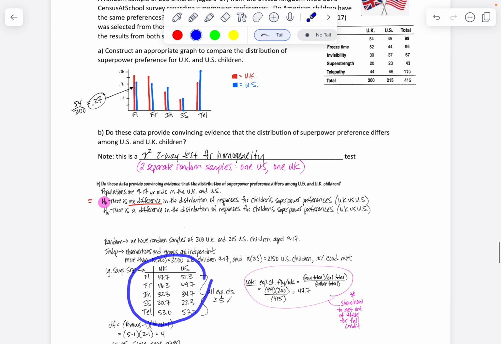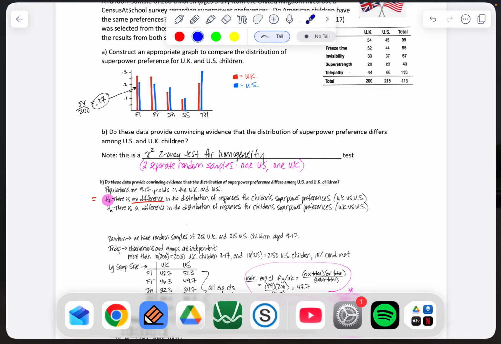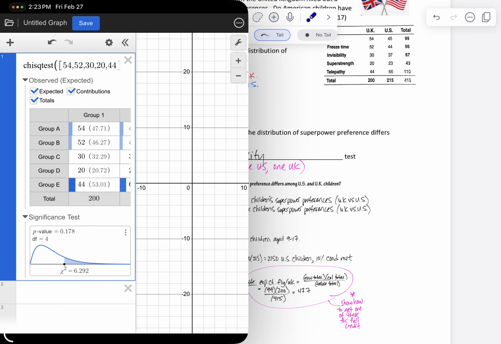And remember, I have observed 54 students right here in the UK fly category. But how many did I expect to be there? Let's talk about it. How do I get this number? And in fact, how do I get all of these expected counts? I'm going to flip over to Desmos. I already have everything typed in.